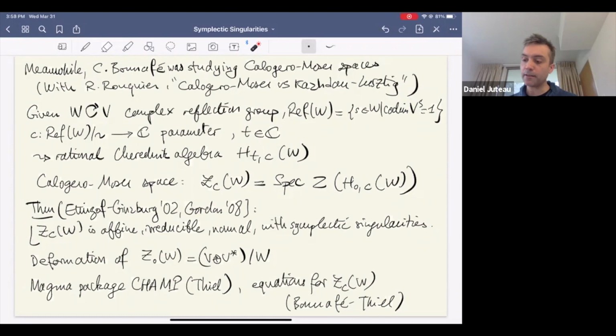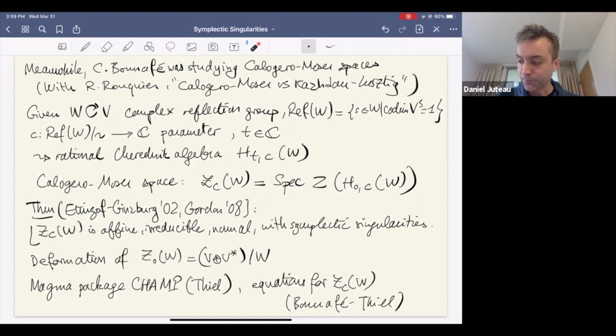And Cédric studied in particular very explicitly dihedral groups. So as soon as you have a complex reflection group, with a reflection representation V, and a parameter C, I call W the set of reflections. We are in the complex case, so they don't have to be of order two, it just means that the fixed points are codimension one. And then this parameter is a complex function, which is constant on the reflection, which is invariant by conjugation. And then there is also this T parameter. Then with those data, you can define the rational Cherednik algebra. It's a particular case of symplectic reflection algebras, which were introduced by Etingof and Ginzburg.